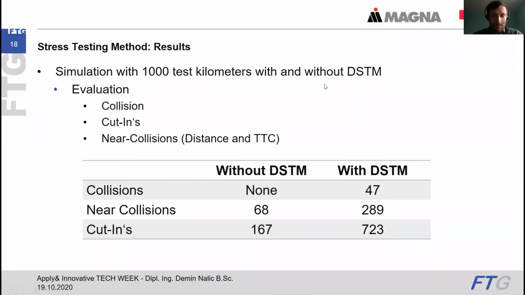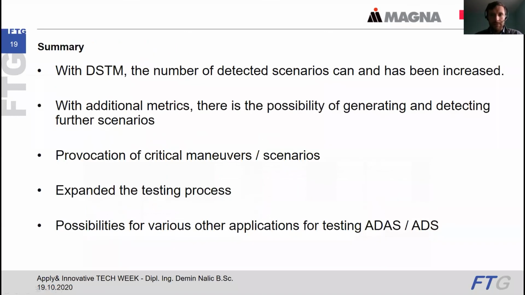If we summarize the results, we performed a simulation of 1,000 test kilometers with and without DSTM, and we evaluated collisions, cut-ins, and near collisions. Here in these tables, the results are summarized. In the simulation of 1,000 kilometers without DSTM, we detected no collisions, 68 near collisions, and 167 cut-ins. And using the DSTM, we generated many more scenarios. In the DSTM simulation of 1,000 kilometers, we generated 47 collisions, 289 near collisions, and 723 cut-ins.